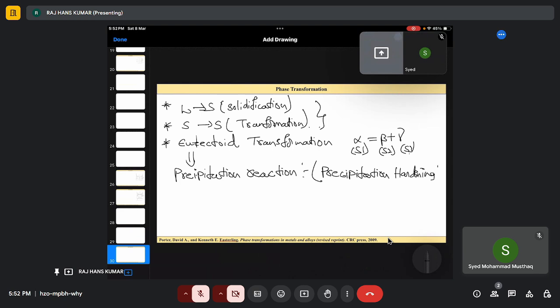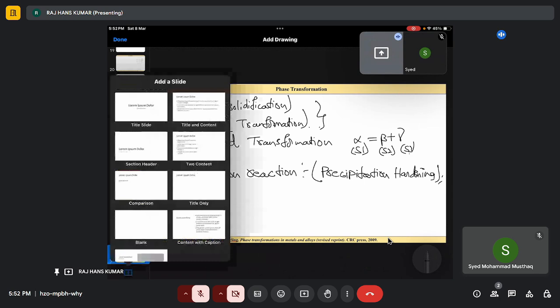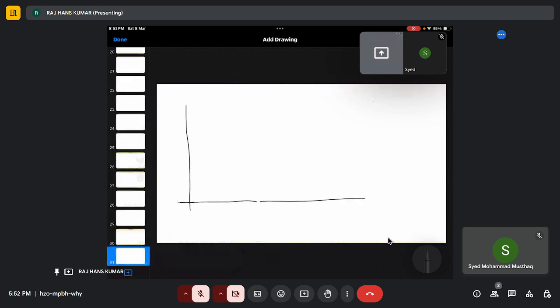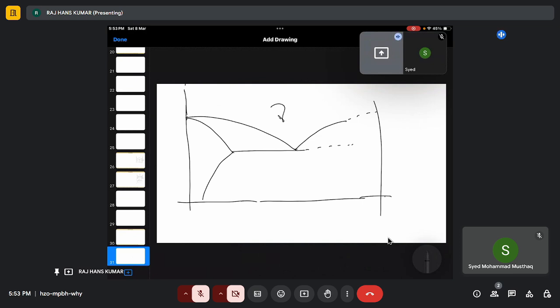Right. So these are used in precipitation hardening. So what actually happens is, let's start with a phase diagram. Let's say you have a big region here, which is a solid region. Let's say I have gamma here, I have alpha, and here I have a beta region. Now, what do you mean by precipitate formation?